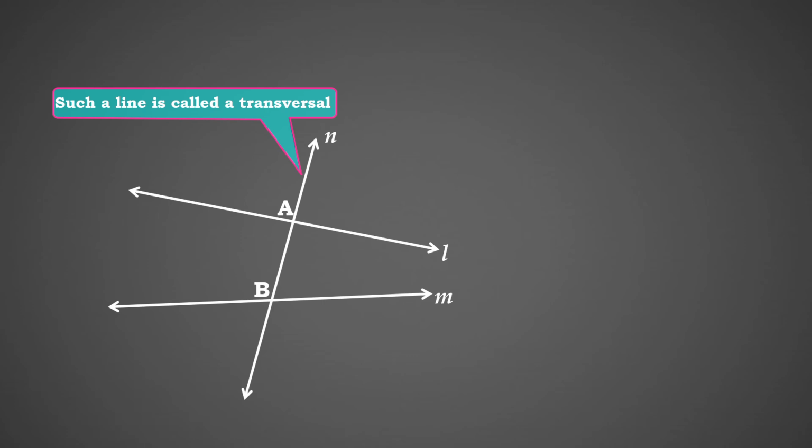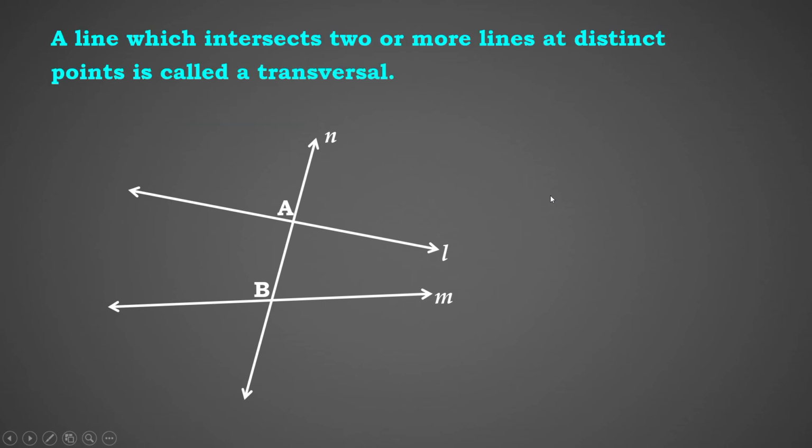Let us take two lines L and M and another line N. Such a line is called a transversal line, which intersects both L and M at points A and B respectively. A line which intersects two or more lines at distinct points is called a transversal.